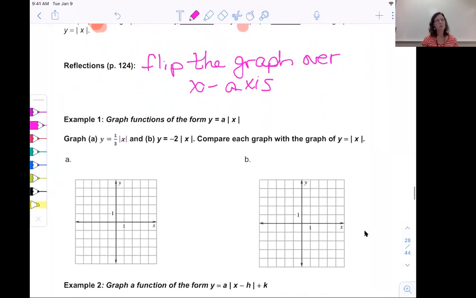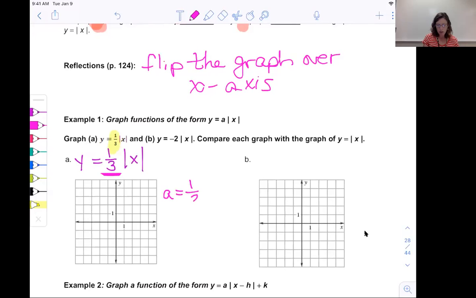The first one says y equals 1/3 absolute value of x. We're going to graph this one first. I'm just going to write it down below. And then it says compare each graph with the graph of y equals the absolute value of x. So the number in front is the slope. Yes, it's listed as an A, but that A value is the steepness of the graph.